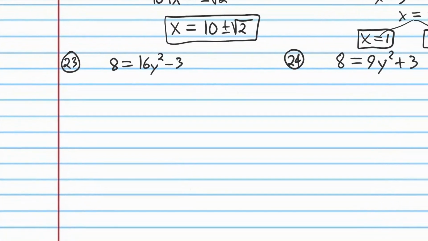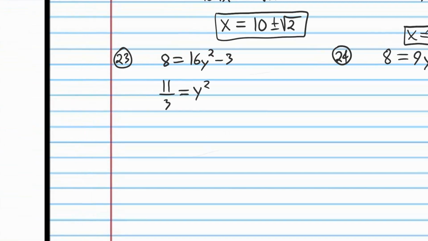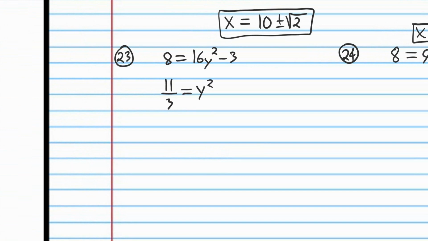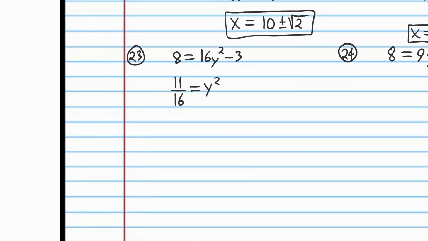All right, so let's try number 23 together. Isolate the square, and we get 11 over 3 is equal to y squared. Actually, not 11 over 3, it's 11 over 16. Again, we added 3 to both sides, then we divided both sides by 16. And now we have to square root both sides.